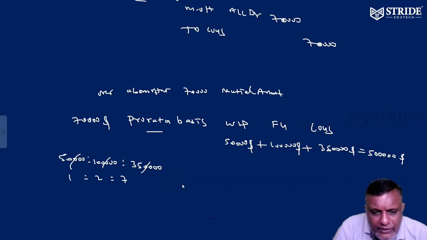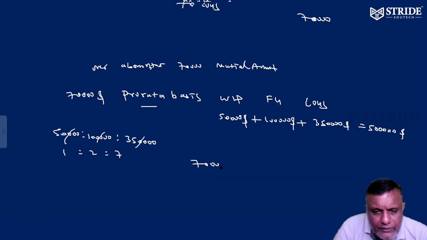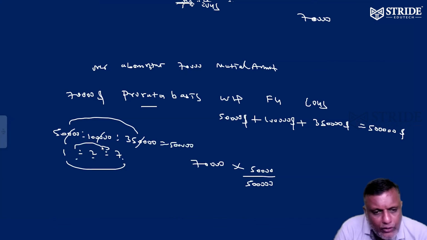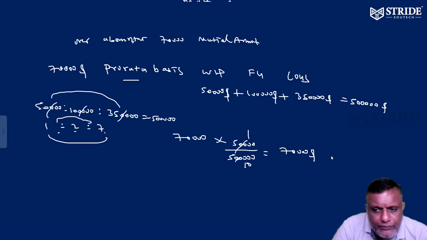See, for example, $70,000 into 50,000 by 500,000, or 1/10, since 1 plus 2 plus 7 is 10. Either way you can do it, ratio wise or total wise. 70,000 times 1/10 is going to be $7,000. So $7,000 is allocated to the first one, WIP.